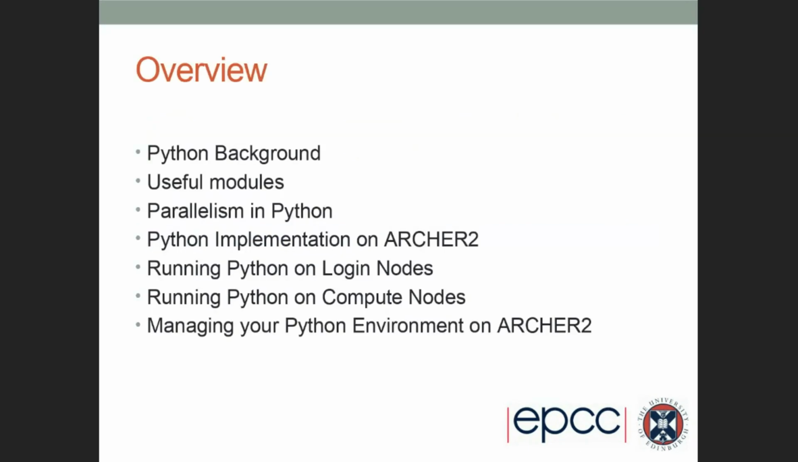So just a quick overview. I'll give some background on Python itself and some useful modules that are provided, in particular ones that are provided as standard on ARCHER2. I'll talk a bit about parallelism in Python and some of the ways to do that, as well as some of the difficulties with it. I'll talk about Python specifically on ARCHER2 and some of the things you have to do to get yourself set up: running Python on the ARCHER2 login nodes and on the compute nodes, which work slightly differently. And then also a bit about managing your Python environment.